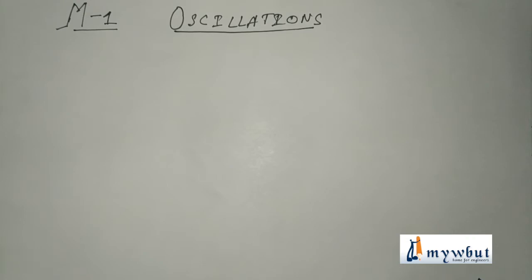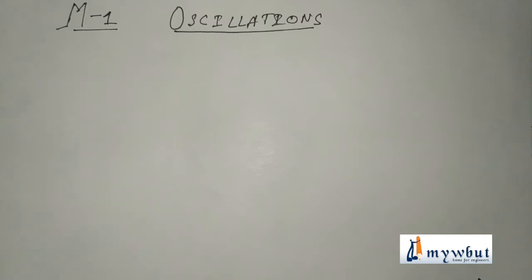Module 1 will be starting with oscillations. Oscillations basically have three parts in our syllabus. Number 1 is simple harmonic motion, or SHM. Number 2 is damped vibration, and then comes the forced vibration. Now let us first start with part 1.1, that is simple harmonic motion.